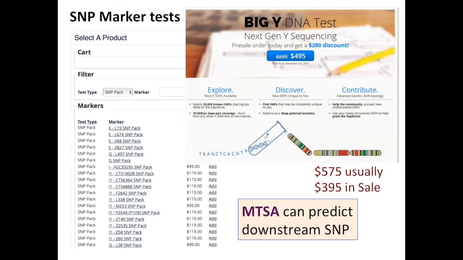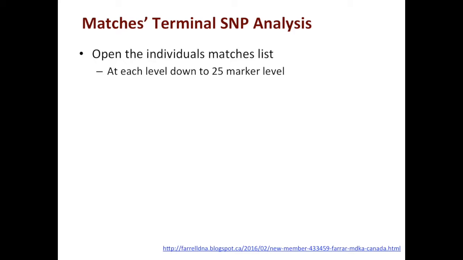First of all, you open the individual's matches list. So you have a new project member comes along, you want to assess him, you open his matches list. And you look at each level, 111, 67, 37, down to 25 marker level, I don't go down to 12. And you sort the list by haplogroup. I'm going to show you how to do this in the next slide. And you note down the terminal SNPs of all of his matches.